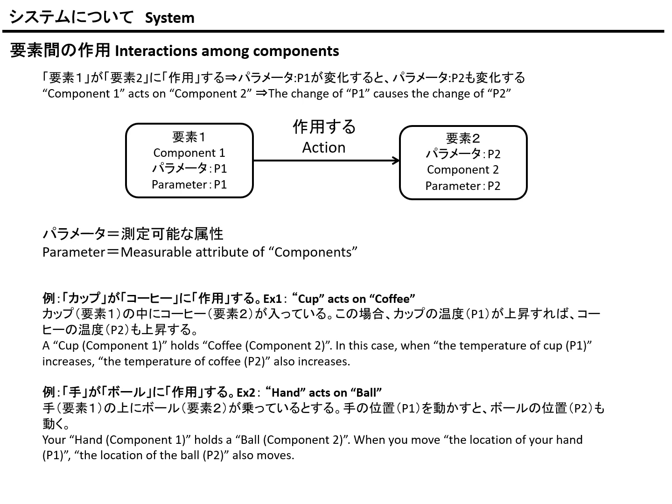Then another example: hand acts on ball. Just imagine a hand, which is component 1, is on your hand. It holds a ball, which is component 2. Now when you move the location of your hand, which is parameter 1, the location of the ball, which is parameter 2, also moves. This is also an example of interaction between component 1 and component 2. What's going on here is that hand acts on ball, right?